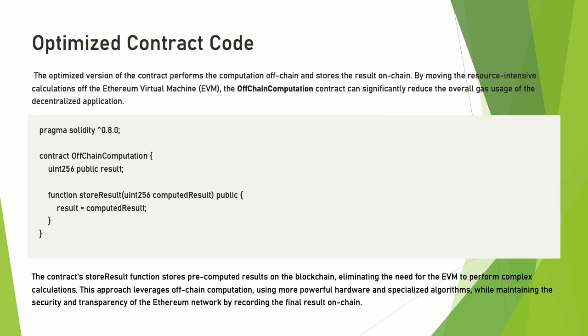Moving on, the optimized version of the contract performs the computation off-chain and stores the result on-chain. By moving the resource-intensive calculations off the EVM, the off-chain computation contract can significantly reduce the overall gas usage of the decentralized application. This contract's store result function stores pre-computed results on the blockchain, eliminating the need for the EVM to perform complex calculations. This approach leverages off-chain computation using more powerful hardware and specialized algorithms while maintaining the security and transparency of the Ethereum network by recording the final result on-chain using the store result function.